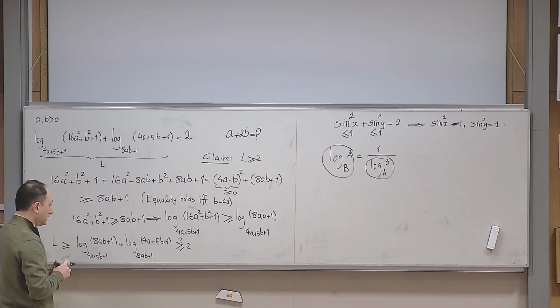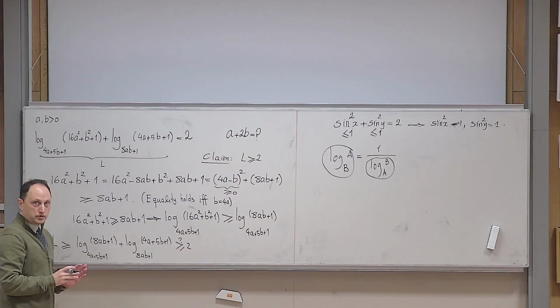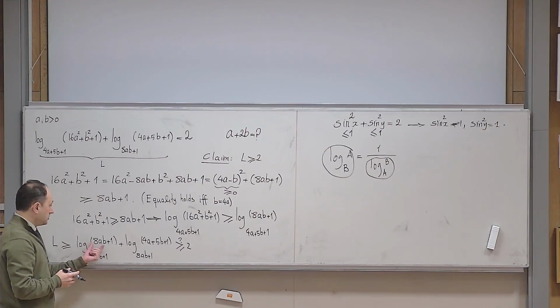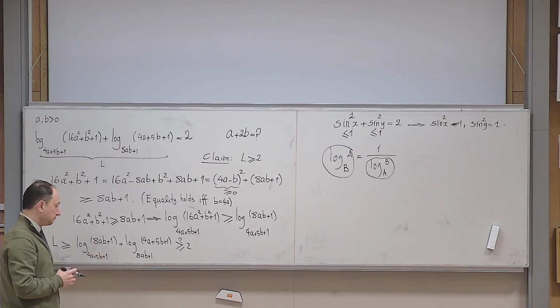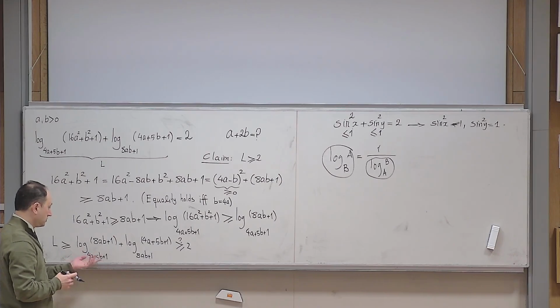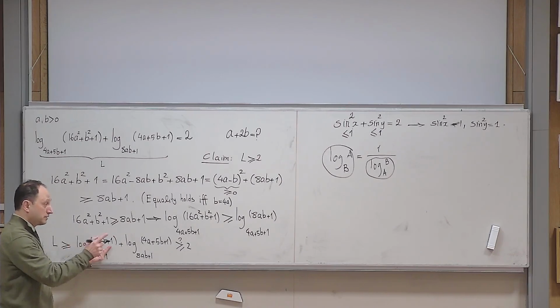And one more thing is that both of them are positive. Why is that? Because a and b are positive, so the argument is positive. Yes? And of course the base is also positive. Sorry, the argument is greater than 1.